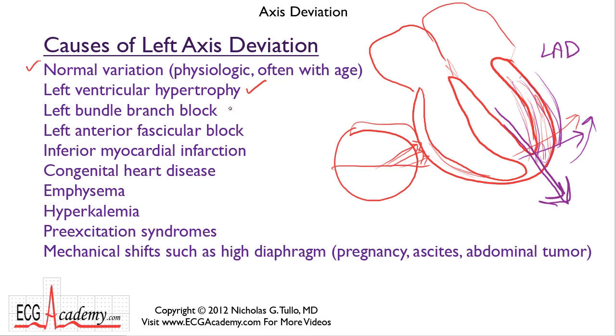A left bundle branch block is another common cause of left axis deviation, although not always. Anterior fascicular blocks will be discussed in detail later in this intermediate course.